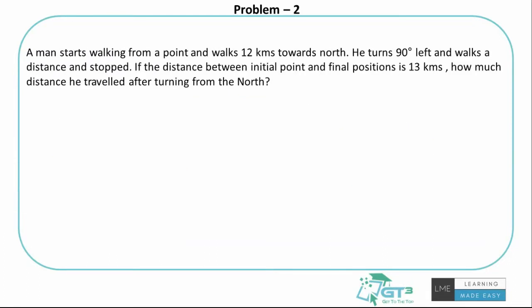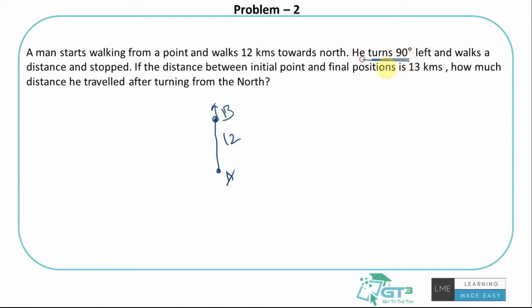And this is how we should be solving the distance. A man starts walking from a point and walks 12 kilometers towards north. So this is point A and this is point B, because I know this is the north. He is still facing the north after walking for 12 kilometers.